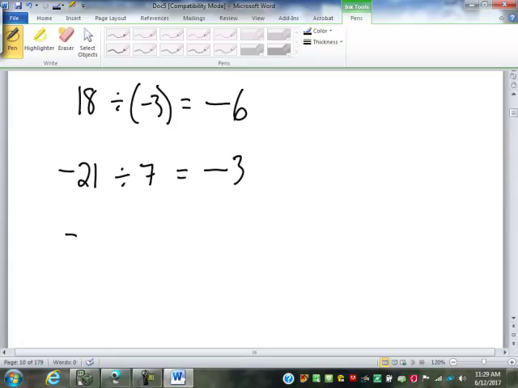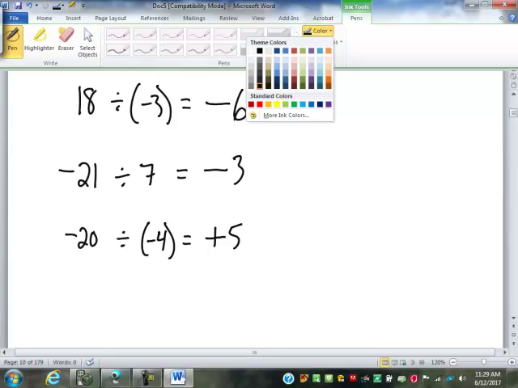What if I have a negative 20 divided by a negative 4? Positive or negative? Positive. Two negatives. A negative divided by another negative is a positive. And 20 divided by 4 is 5. So positive 5. The way to double check division, by the way.